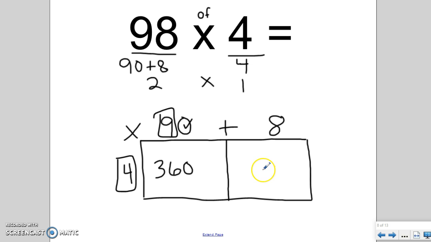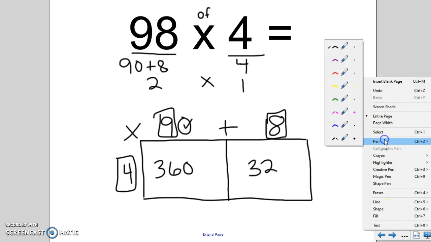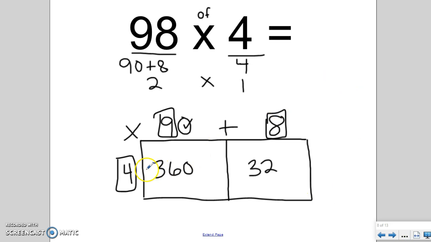Now over here, this is for the multiplication problem of 4 times 8. So I'm going to go ahead and box and dot. 4 times 8, well, 4 times 8 I know is 32. And I don't have any zeros here, and I don't have any zeros here, so I don't need any zeros in my answer. So now I know that the answer to my question lies in the area of this big rectangle. I'm just showing you, but I can see I have 360 plus I have 32.